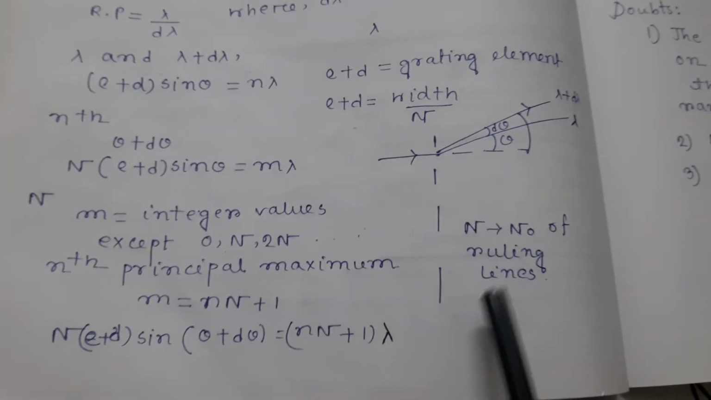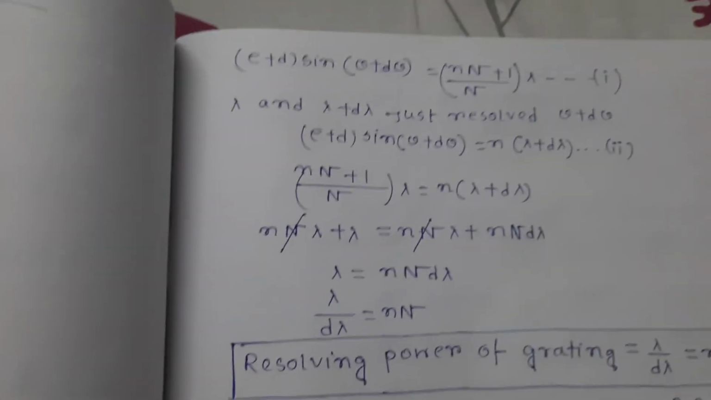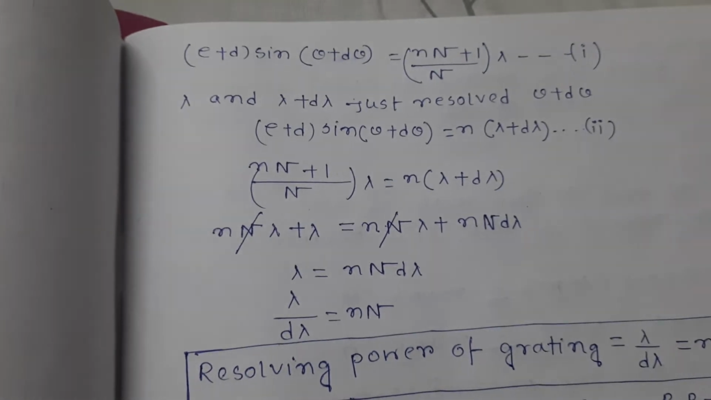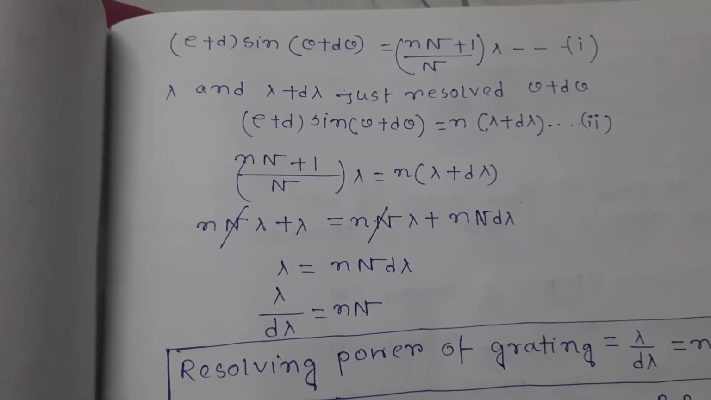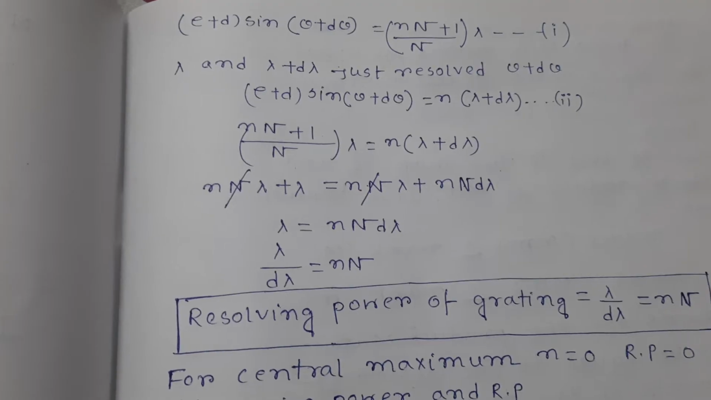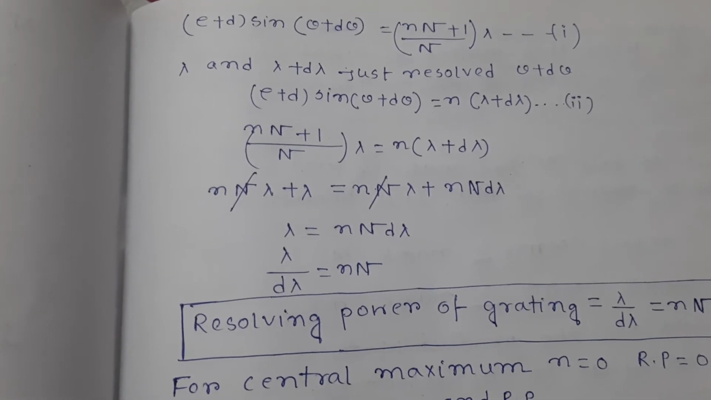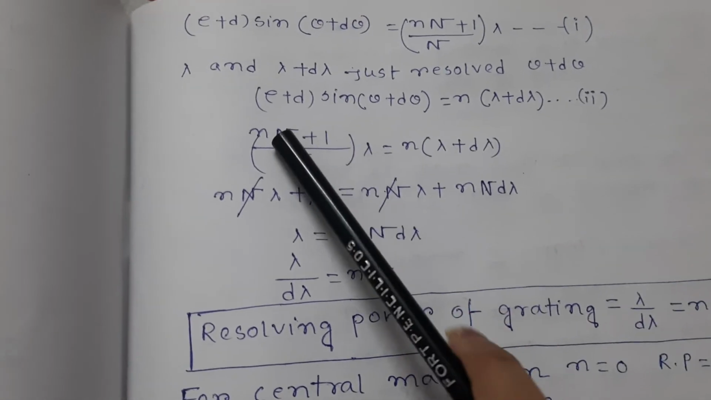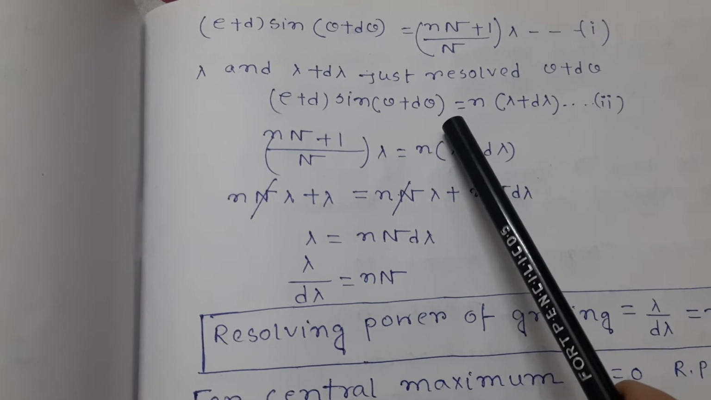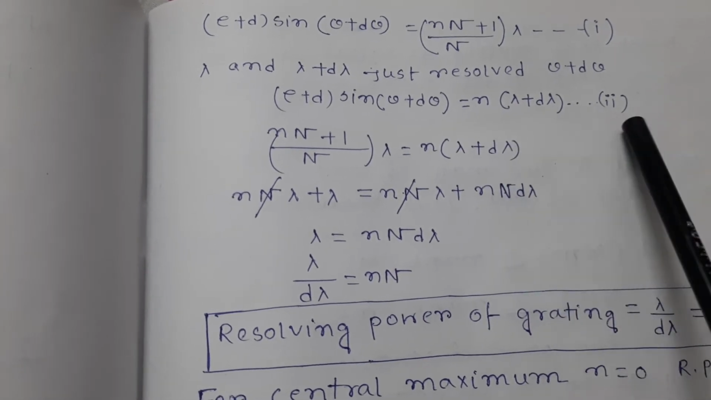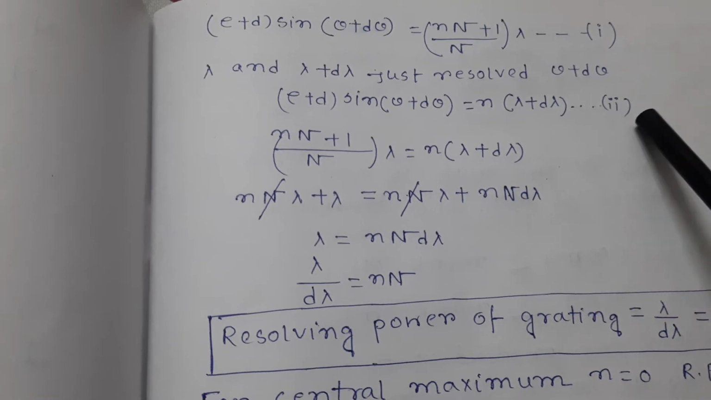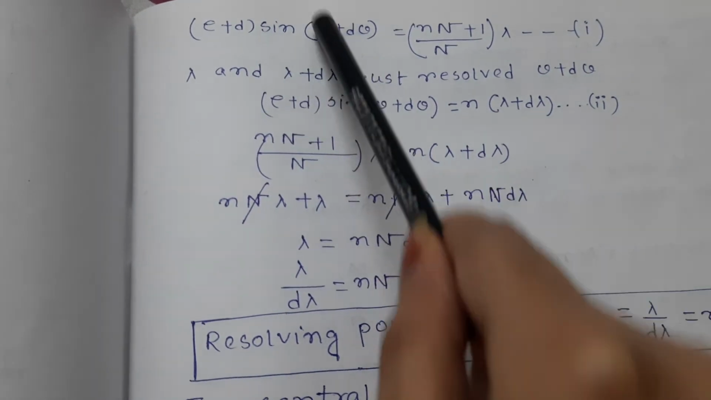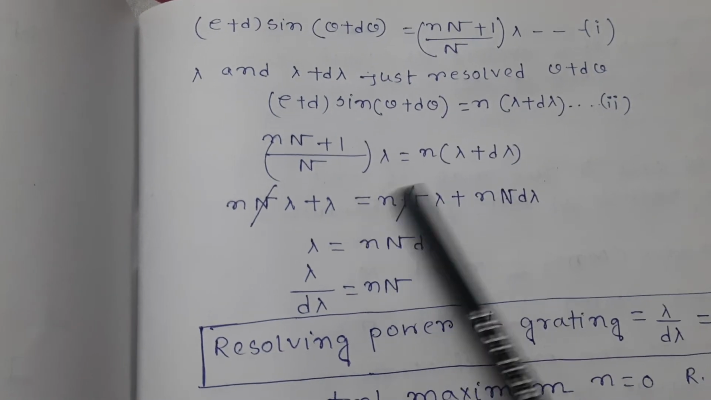Number of ruling lines. After that, (e plus d) sin of theta plus d theta is equal to (nN plus 1) by N into lambda. This is our first equation. And for lambda and lambda plus d lambda, just resolve theta plus d theta. So here (e plus d) sin of theta plus d theta is equal to n into lambda plus d lambda. From the first and second equation, this part and this part are equal, so this part and this part will also be equal.